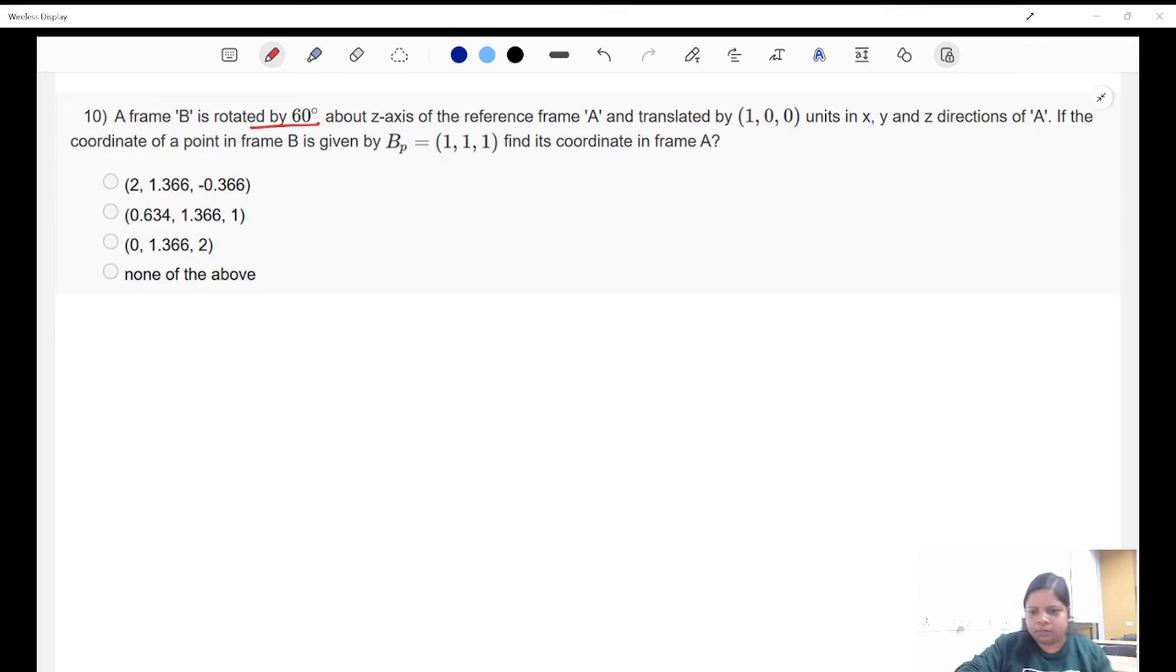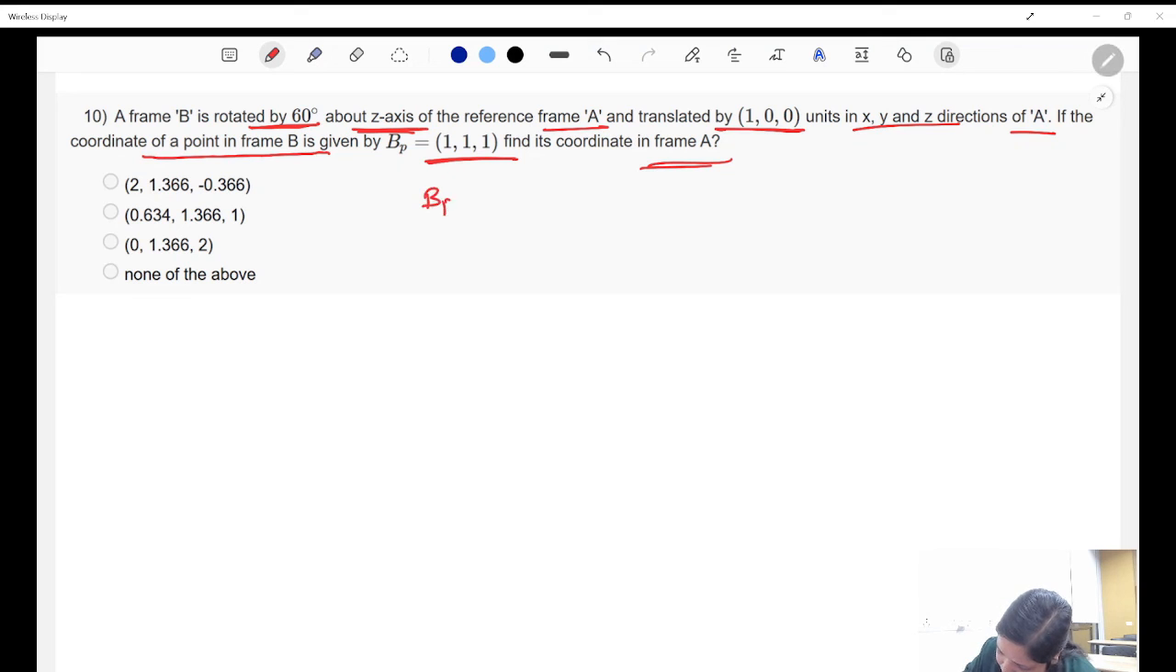Okay. So a frame B is rotated by 60 degree about Z axis, Rz, of the reference frame A and is translated by 100 units in X, Y and Z direction of A. If the coordinate of a point in frame B is given by this, what is its coordinate in frame A? Again, the thing now is that translation comes into play, so we'll be writing it a little differently. Let's write the things first.